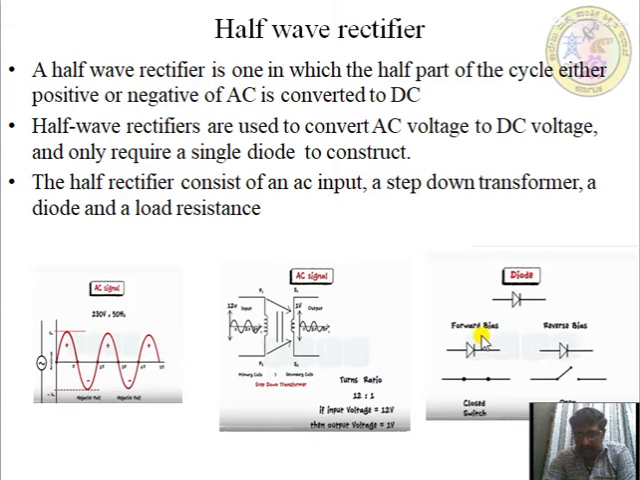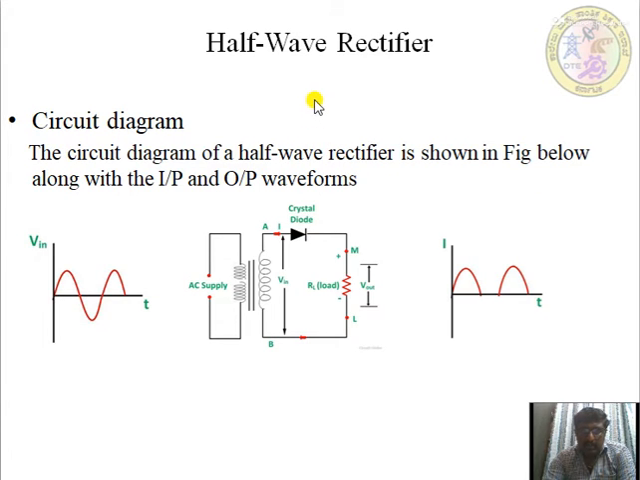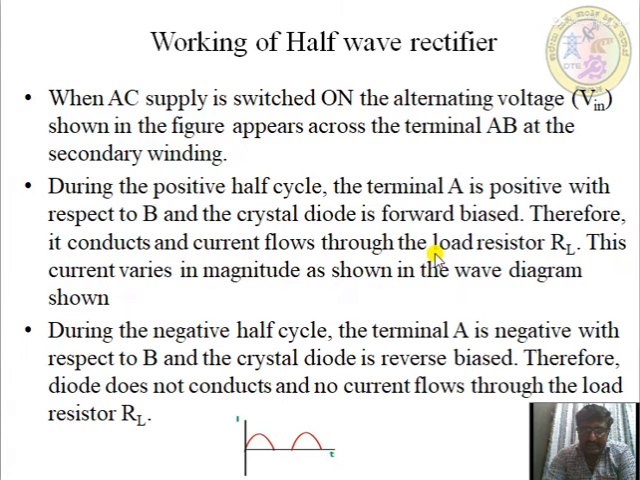Next, the diode: when it is forward biased, it acts as a closed switch, and when it is reverse biased, it acts as an open switch. See here, this is the circuit diagram of a half wave rectifier. It requires a transformer. Only one diode and one load resistor are there. This is the input signal and this is the output signal. How it exactly works, we will go through in the next slide.